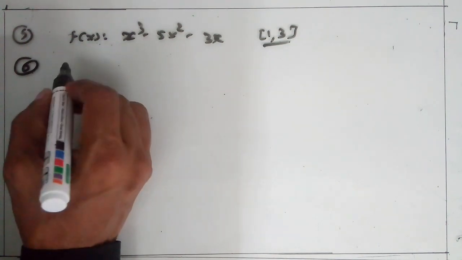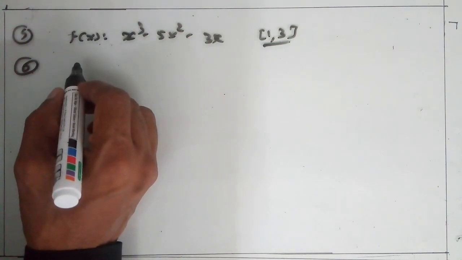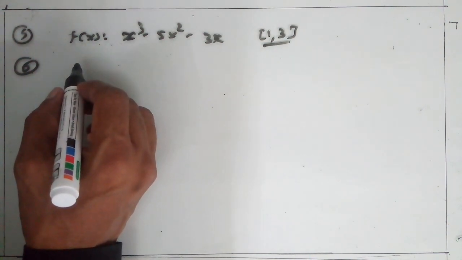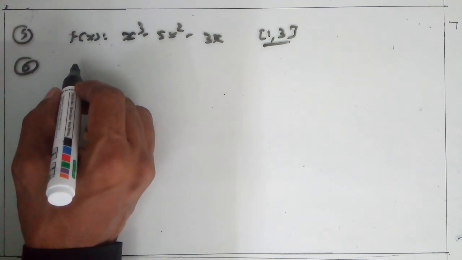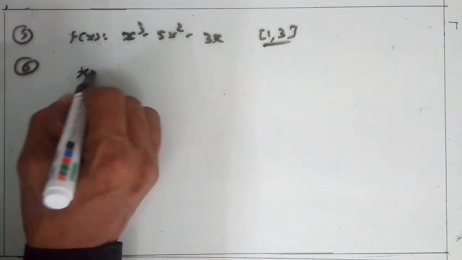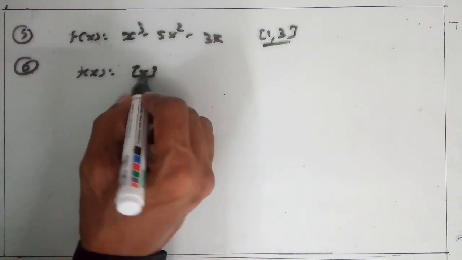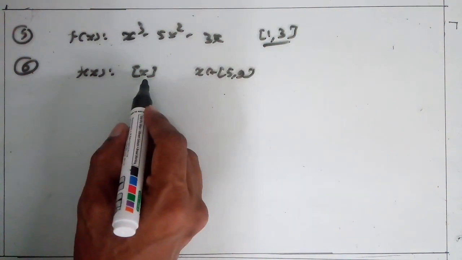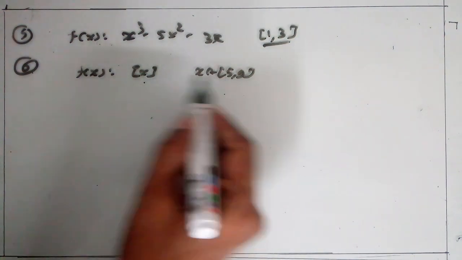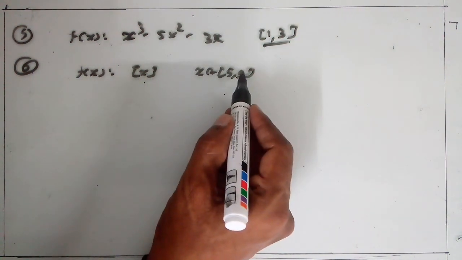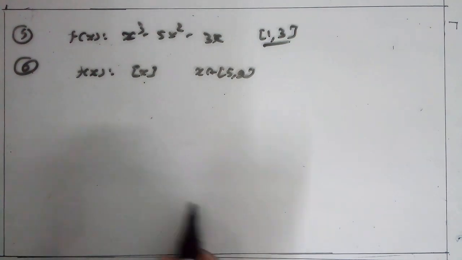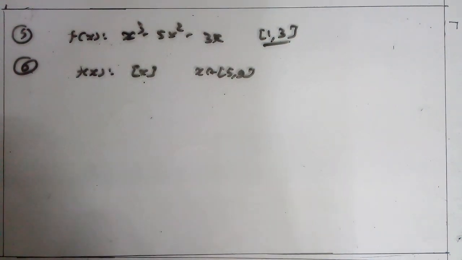Question number 6. Examine the applicability of the mean value theorem for all three functions given in the above example 2. In question number 2, f x is equal to the given box of x, x belongs to 5 to 9. This function is not continuous at 7, so the function is not continuous on the closed interval 5 to 9, so MVT is not applicable. Similarly for the second and the third. Just try to solve this question yourself.